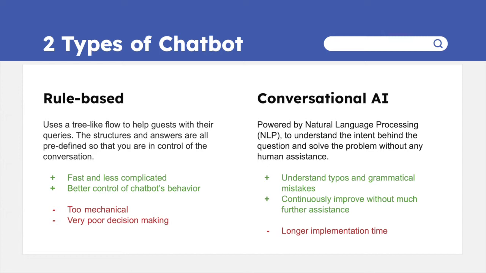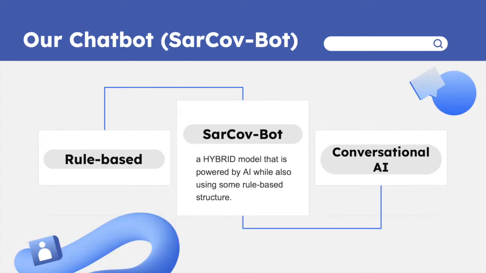Conversational AI, however, is powered by natural language processing, so it can understand the intent behind our question despite our typos and grammatical mistakes. However, a disadvantage is the longer implementation time. So what we're trying to do with our chatbot is make a hybrid between the two, between rule-based and conversational AI. We're trying to understand what the user is trying to say with some rule-based structure.